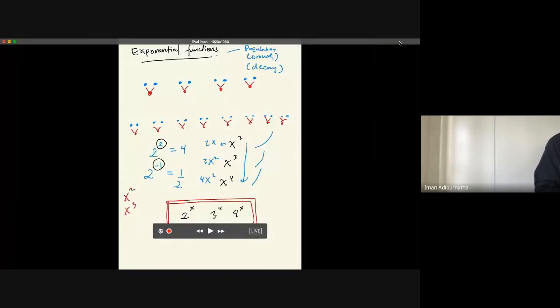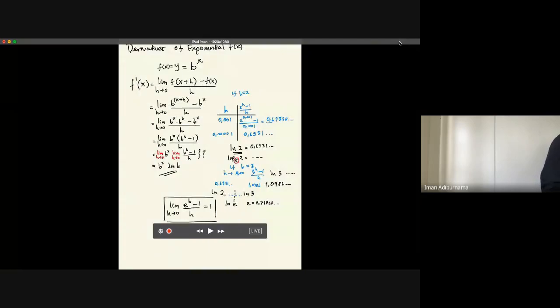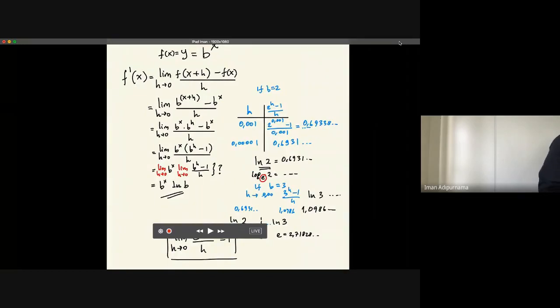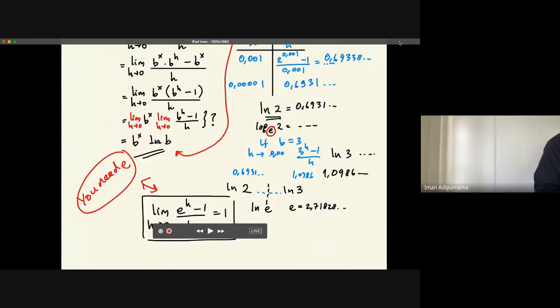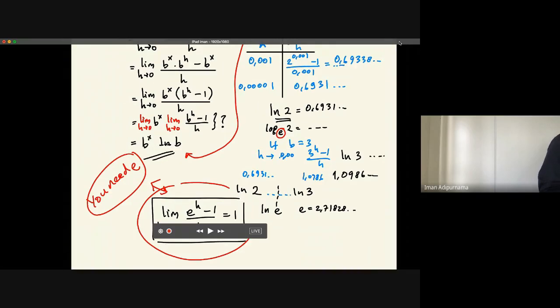From here, okay, exponential functions. You will learn growth and decay, but maybe later. Then you learn proving b to the x. From here, you need e to get the whole idea of the limit of (e to the h minus 1) over h equals 1. When you have these definitions, you get to prove that if I have b to the x, then the derivative is b to the x times ln b. Okay.